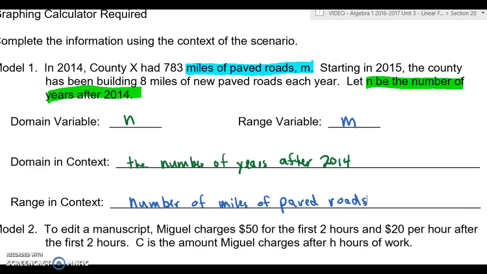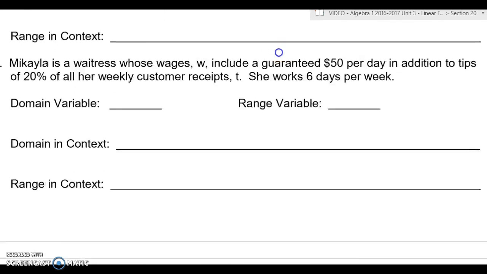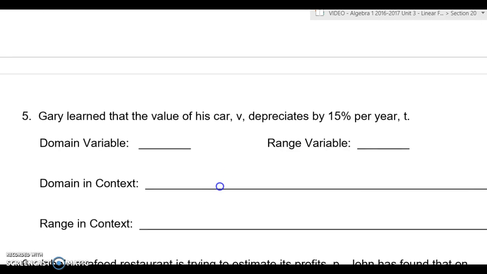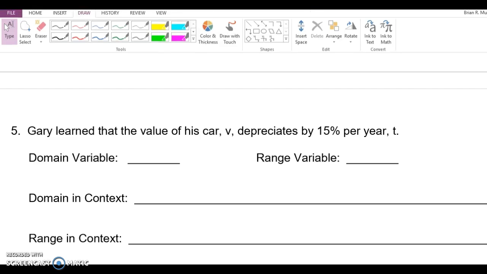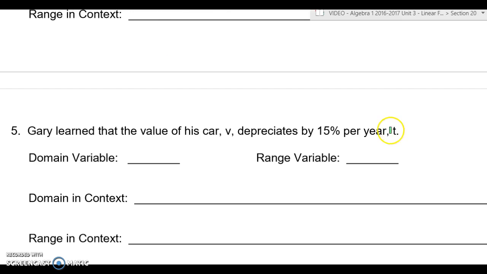All right, so let's take a look at another problem here. Let's go with this one. Gary learned that the value of his car, V, depreciates by 15% per year, T. So again, we want to know, will the value affect the time? Not likely. Or will the time that he owns the car affect the value? That seems like the more likely scenario. So I'm going to identify then that T is my input and V is my output.